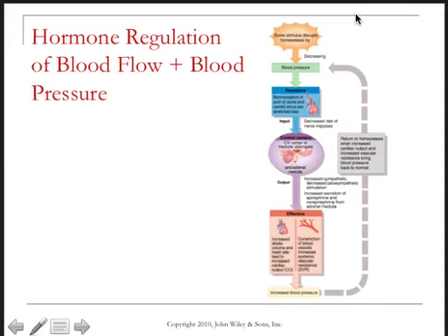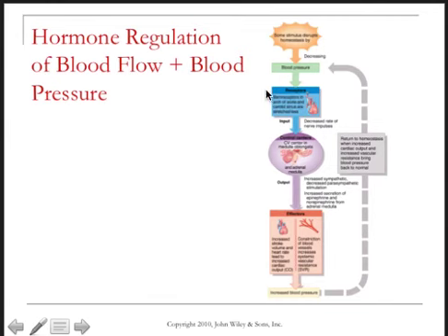But essentially what happens here is we have a change in blood pressure. Let's say we have an increase or a decrease in blood pressure. This can lead to now an increase in sympathetic stimulation to the heart. The heart rate will go up. This will increase the cardiac output.